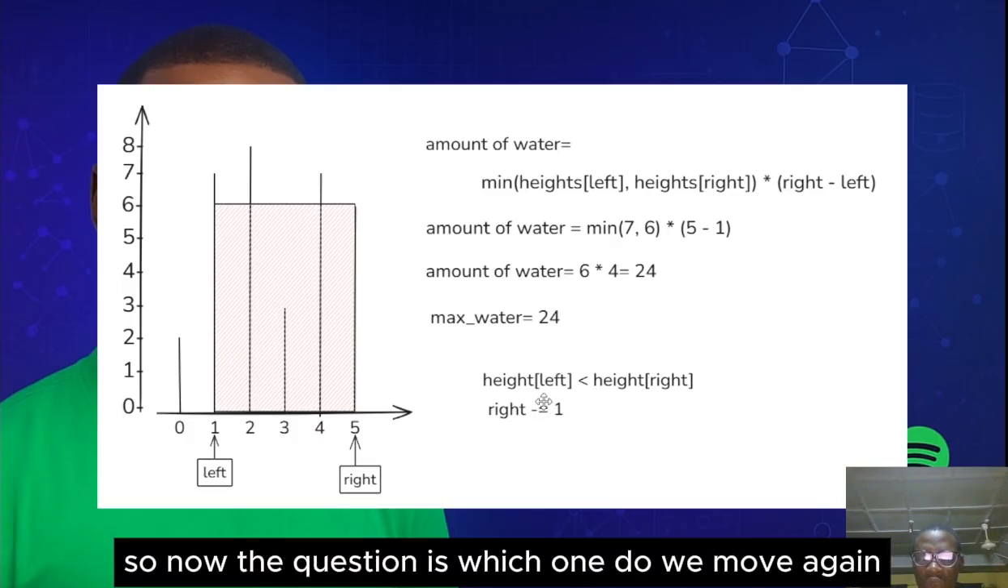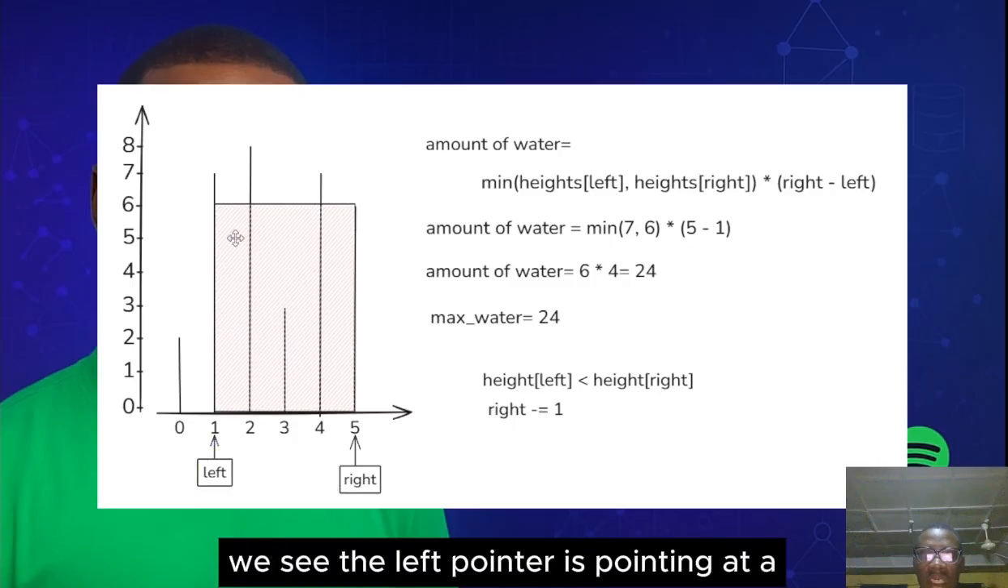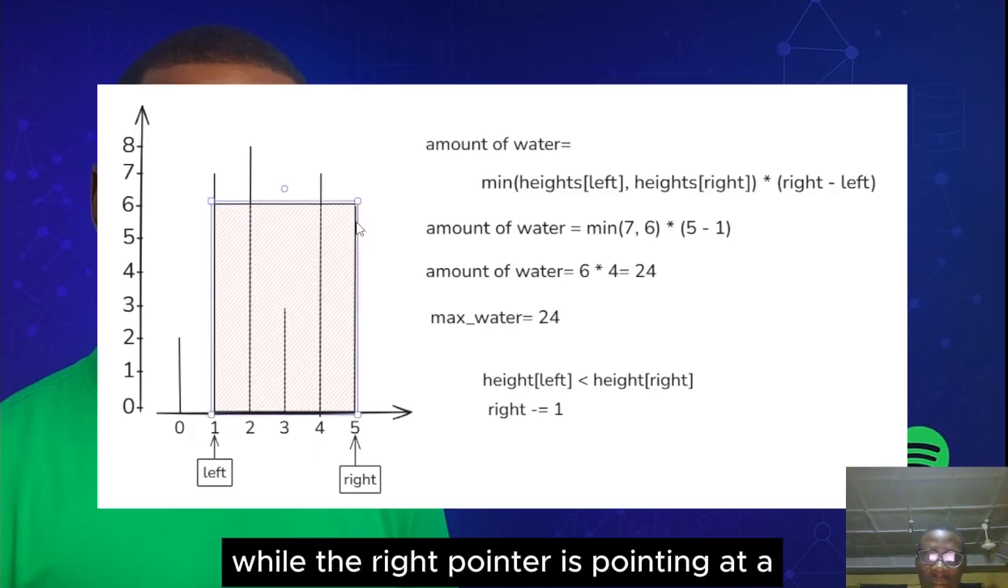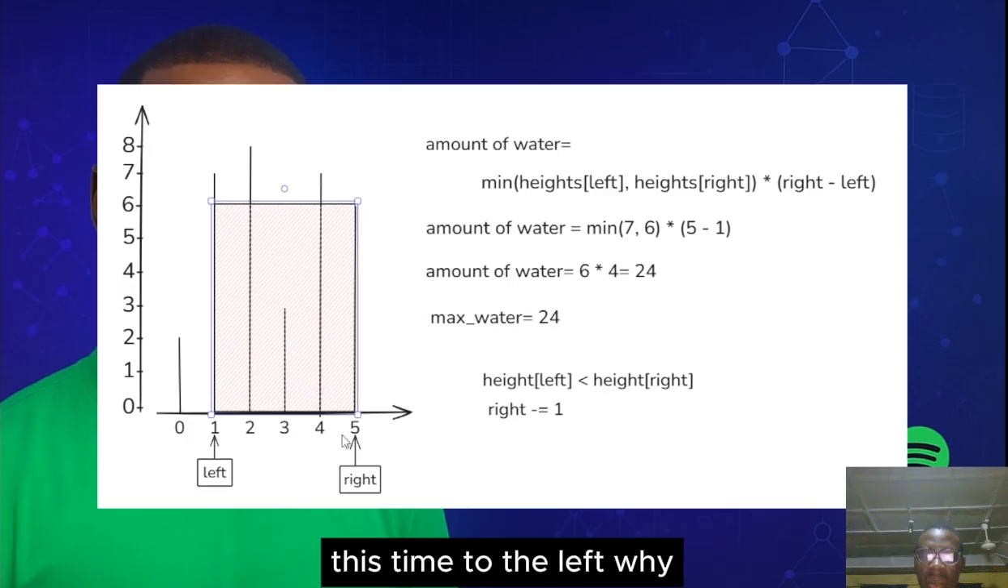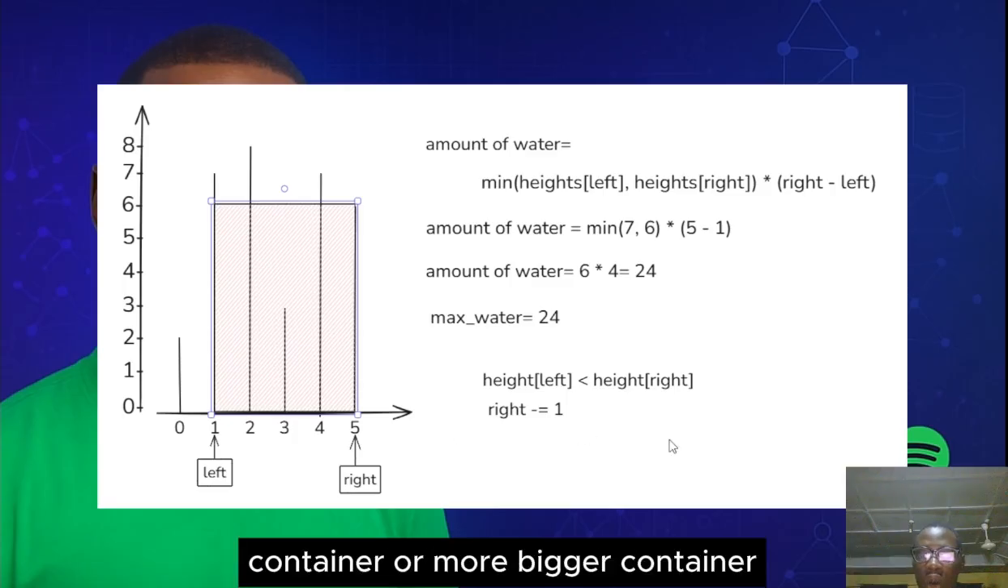So now the question is, which one do we move again, left or right pointer? We see the left pointer is pointing at a larger line, a longer line of 7, while the right pointer is pointing at a lesser line of 6. So we are going to be moving the right pointer this time to the left. Why? Because that will boost our probability of achieving a higher, bigger container.